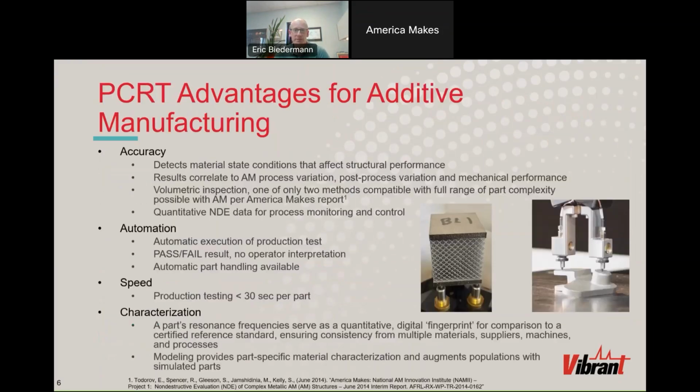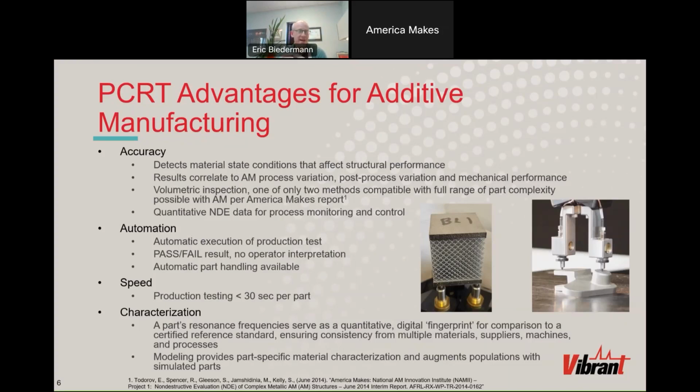So PCRT offers a lot of significant advantages for additive manufacturing. I've already covered some of the defect detection elements of it. So we detect material state conditions that affect structural performance. They correlate to other sources of data like mechanical testing data, AM build process information, and so on. And as I mentioned, it's a wholly volumetric inspection. We're vibrating the entire component during our test. And as an America Makes study found, PCRT is one of only 2 NDE methods, the other being computed tomography, that can cope with the full range of geometric complexity that's possible in additive manufacturing.